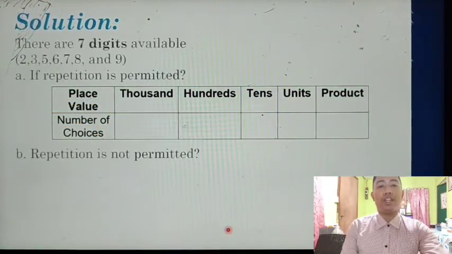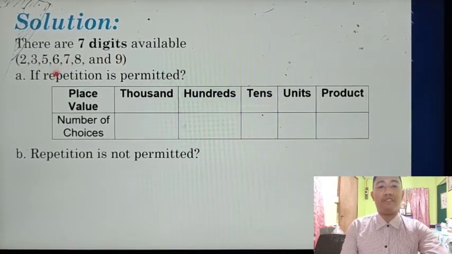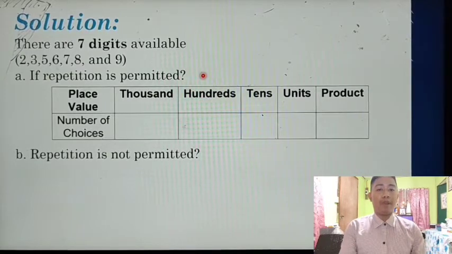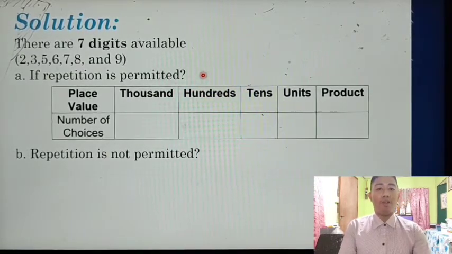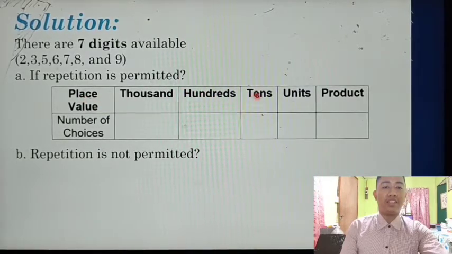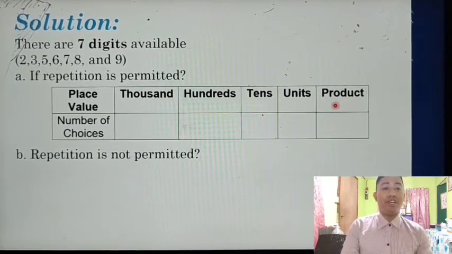Okay, let us start with letter A. We all know that there are only 7 digits available: 2, 3, 5, 6, 7, 8, and 9. So if repetition is permitted, we can use every digit at the same time in every place value. So in this table, we have the row of place values. We have the thousands, the hundreds, tens, and units. So there are only 4 digits to be formed. And the last one is the product, which is the number of 4-digit numbers.